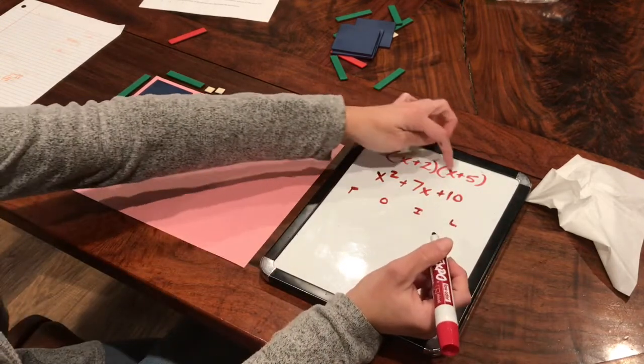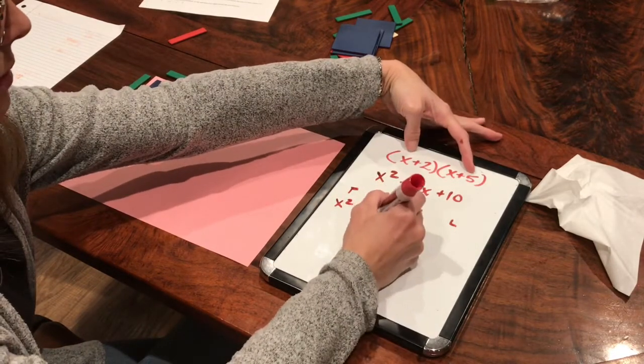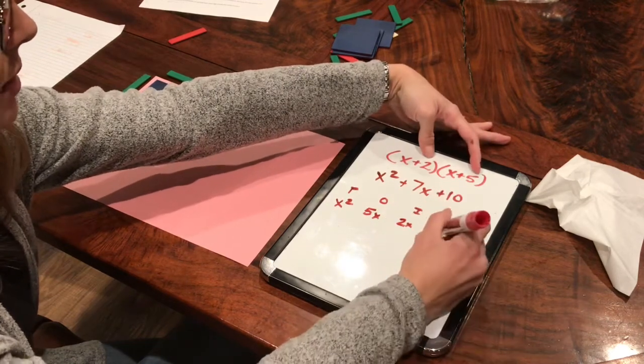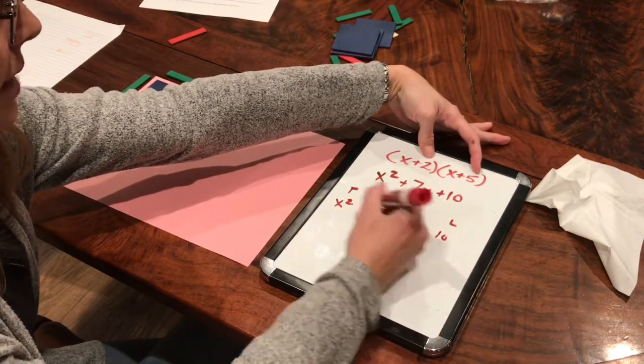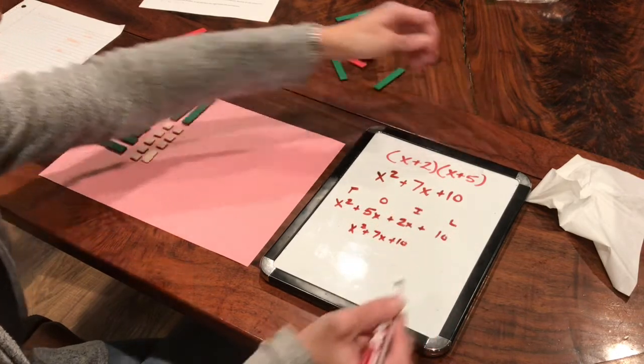So my first ones are x squared. My outside one is a 5x. My inside one is a 2x. And my last is a 10. When I add these all up, you can see that I get x squared plus 7x plus 10.